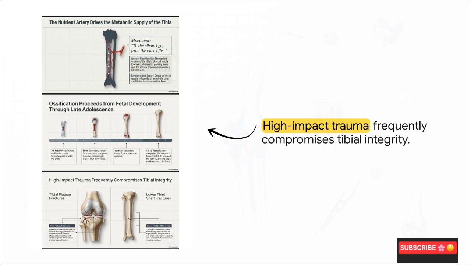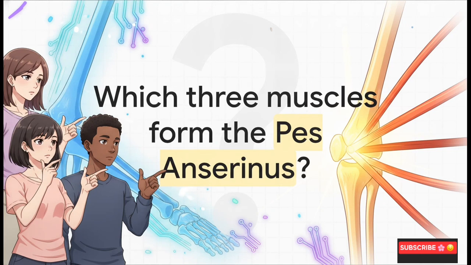Think about lower third shaft fractures. This specific distal zone is incredibly prone to delayed union or outright non-union. Why? Because, as we saw a minute ago, it severely lacks a robust muscular envelope to protect it, and it relies on a highly precarious, distant blood supply. A break here often completely severs that downward flowing nutrient artery, leaving the bone absolutely starved of the resources it needs to heal.